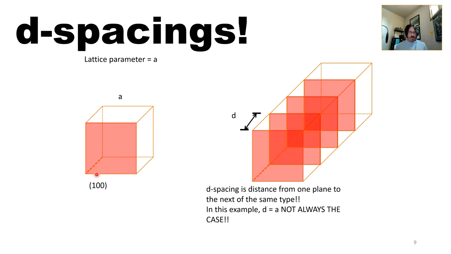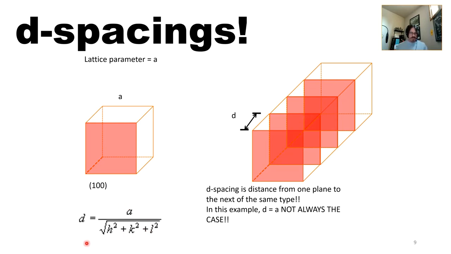So from one 100 plane to the next 100 plane, your d equals a. Pretty simple. It's a cubic structure, and we see this kind of repeat pattern here. Not always the same. The punchline of this slide is to let us know that d-spacing is the distance from one plane to the next same plane. Okay, so the distance between one 100 plane to the next 100 plane in the neighboring unit cell is d. So that's what d-spacing means. Not always the case where d will equal a.